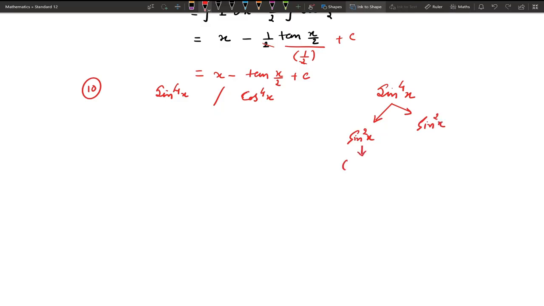Replace sine square by 1 minus cos 2x by 2. Here also 1 minus cos 2x by 2. Again multiply, simplify, and if required multiply by 2, divide by 2, and use the formula 2cc c plus c. So we have already discussed how to integrate this type of function. Here the angle may be different, sine raised to 4 2x, sine raised to 4 3x. So you are familiar with this integral.